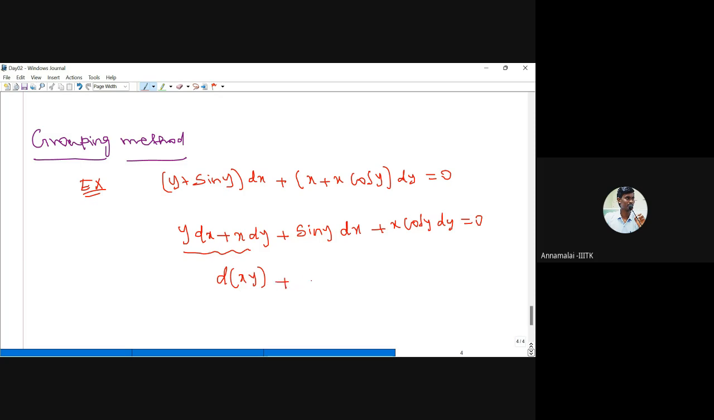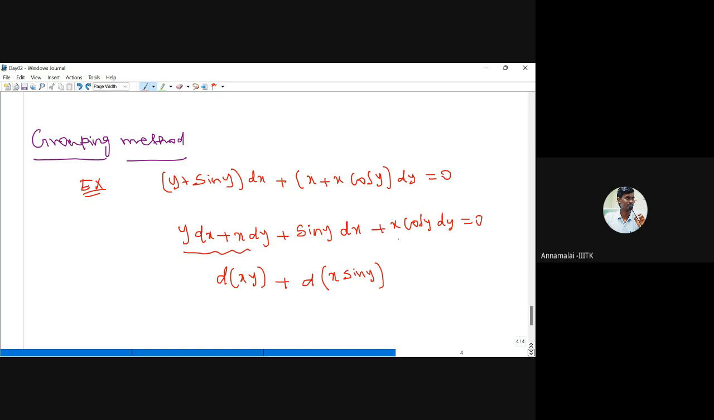Plus again we can write this as d of something, so it's nothing but x sin y, because this will look like the u dv formula, sorry, that is the derivative of uv. So you fix x and differentiate sin y, we get cos y, that is this term, and then differentiate y, we get dy. Now fix sin y, if you differentiate x, we get dx, this term. Now we form the group, and this is equal to 0.